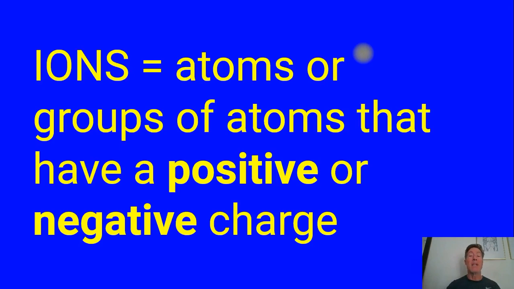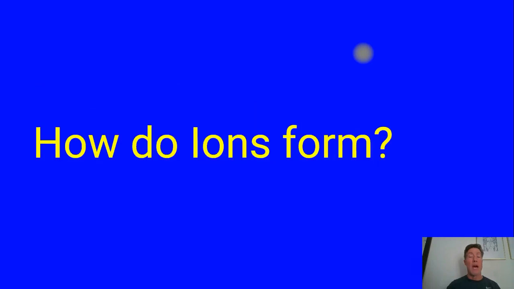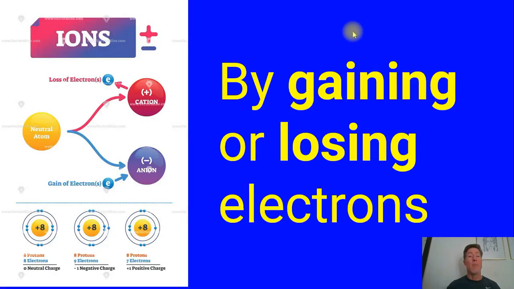Now, an ion is an atom or a group of atoms that has a positive or a negative charge. How do ions form? Well, by gaining or losing electrons. So every atom starts out as a neutral atom, and if it loses an electron, then it has a net positive charge because it lost that negative charge of the electron. Or if it gains an electron, it gains a negative charge. And a positively charged ion is called a cation, and a negatively charged ion is called an anion.